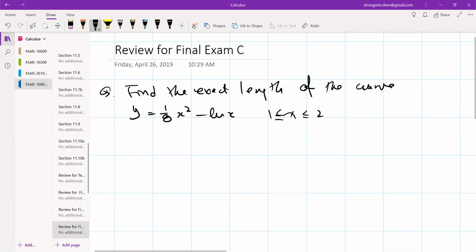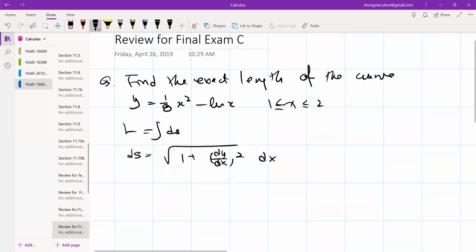Now, we don't need to sketch the graph. The length is given by this formula, the integral. This is the most general formula. What you have to do is, s is the arc length, so you have to write down what ds is. In this case, y equals f of x, so we will use this formula to evaluate the integral.